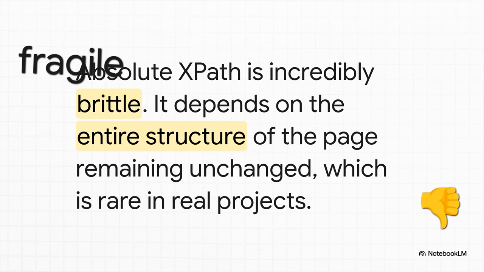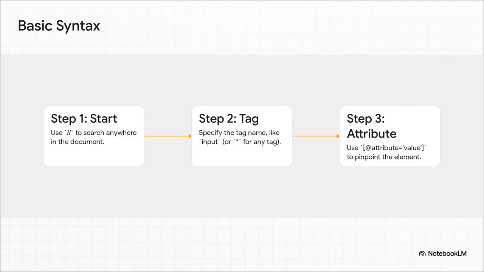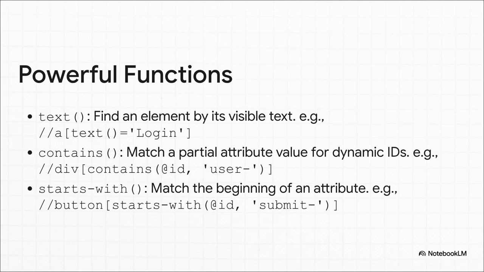It's just too fragile. Which brings us to our hero, relative XPath. This is the industry standard for a reason. It's flexible, it's resilient, and it gives us this amazing toolkit for writing locators that can actually withstand change. And building a basic one is beautifully simple. First, you start with those double slashes to search the whole page. Then, you just name the tag you're looking for, like an input or a button. And finally, in square brackets, you give it a unique clue, like an ID or a name, to pinpoint the exact element you want.